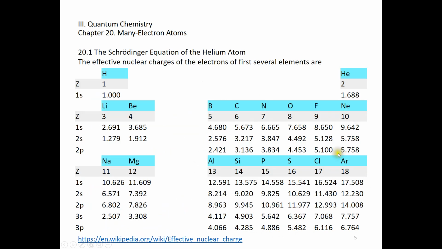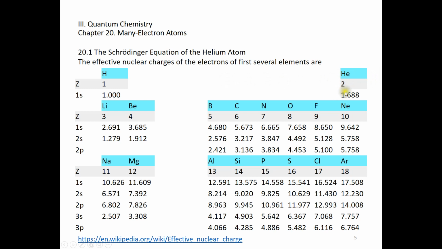Over here we have some values for the effective nuclear charge. Let's look at helium. The effective nuclear charge is indeed between 1 and 2. It's roughly 1.7. You can say the 1s electrons in helium repel each other, so there's some electron shielding, and in this case the shielding is approximately 0.3. So the effective nuclear charge is 2 minus 0.3.